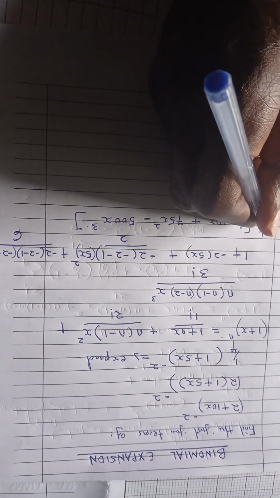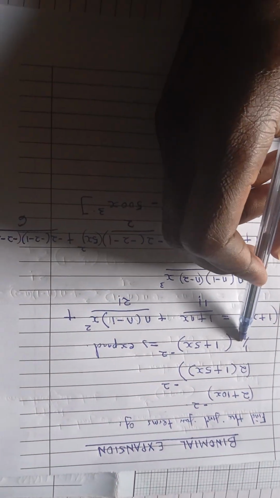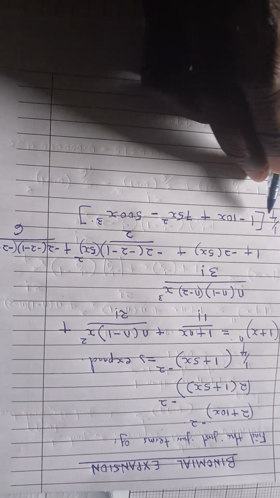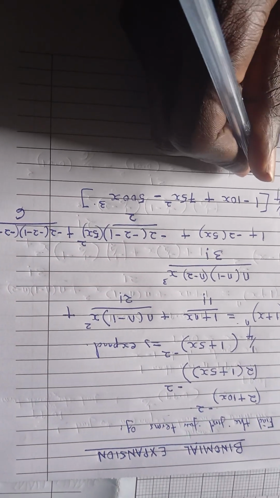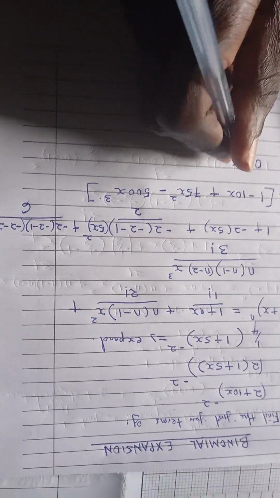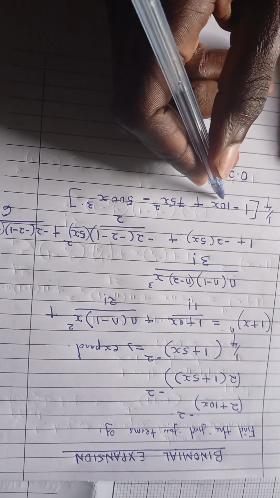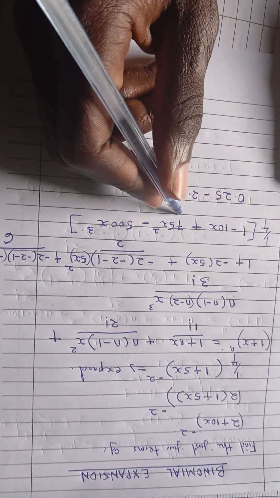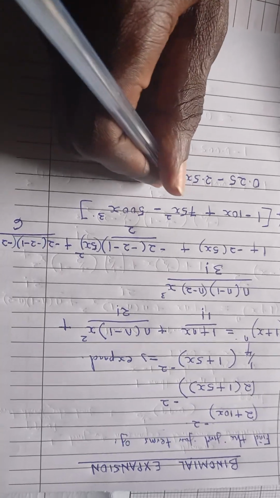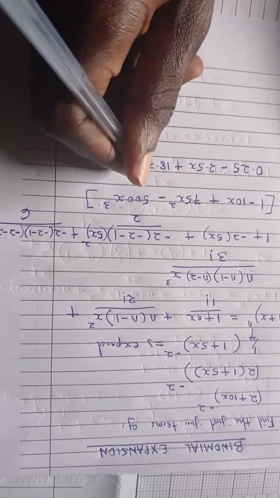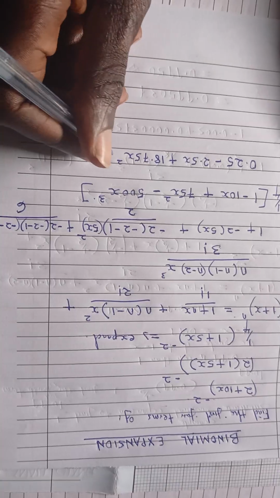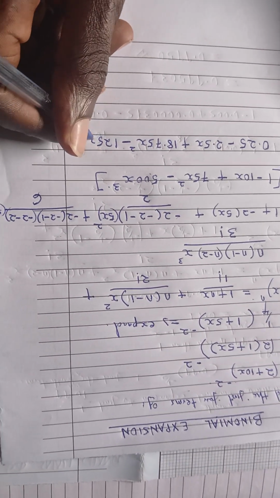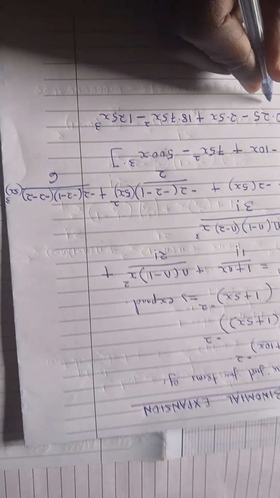But remember, all of this you should multiply it by a quarter, remember here. So when you multiply all of this by a quarter, times 1 will always be 0.25, minus a quarter times 10x is 2.5x. A quarter times 75 will be plus 18.75x squared, minus a quarter times 500 will be 125x cubed.